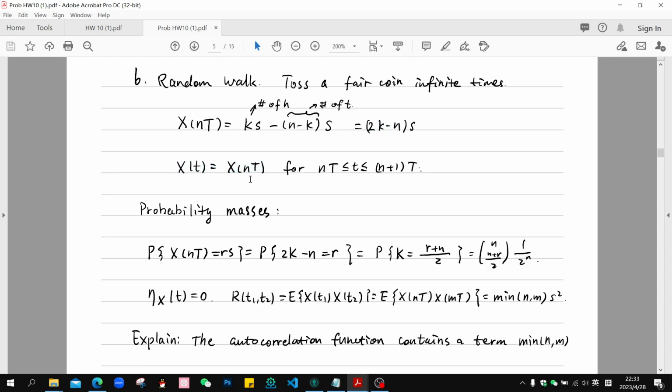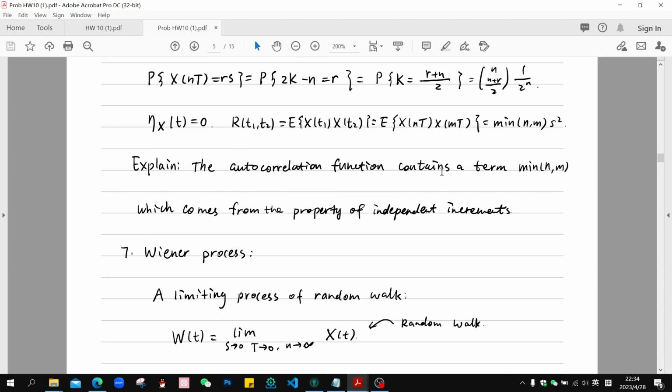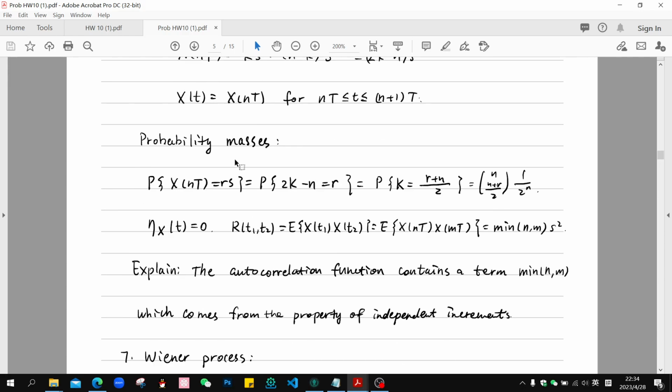And we say that x(t) equals x(nT) for t within a period. The probability masses we can tell is this, and it calculates down to this term. And expectation is 0. Autocorrelation is the minimum of n and m, corresponding to t1, t2, times s squared. The autocorrelation function contains the minimum term, which comes from the independent increments of the random walk.